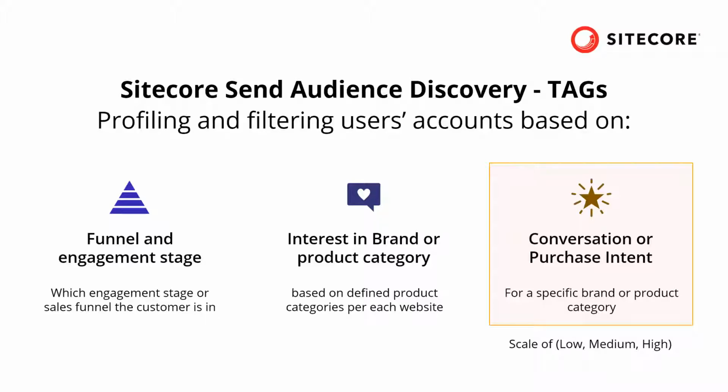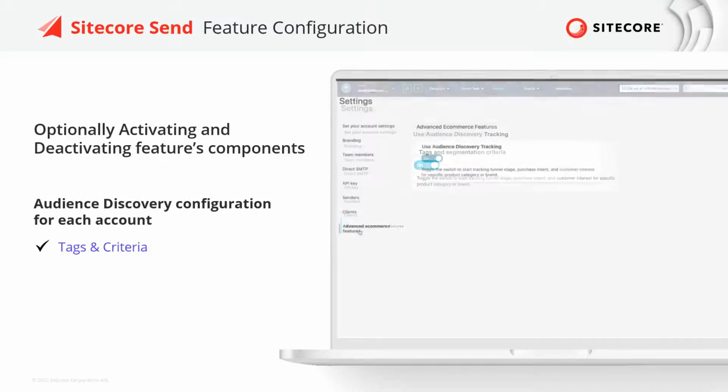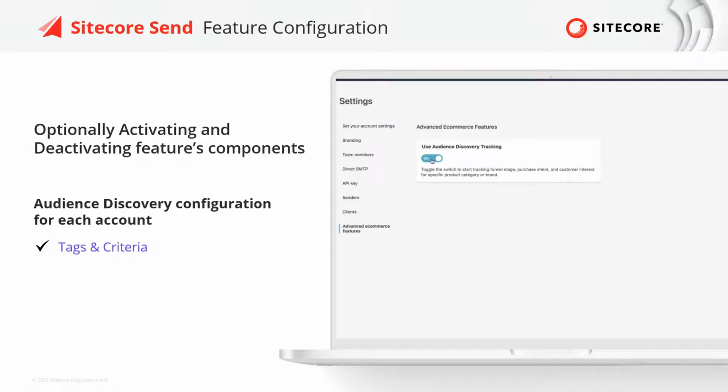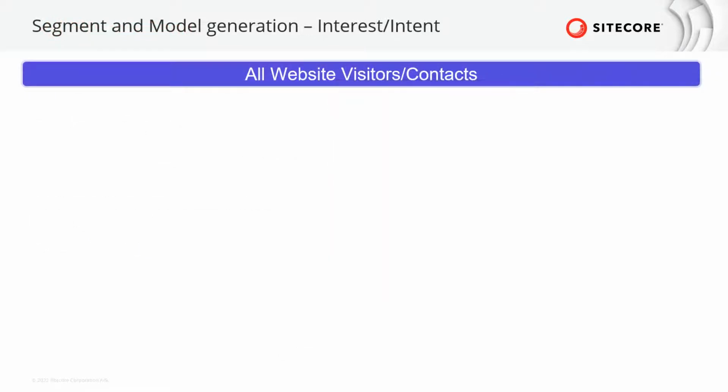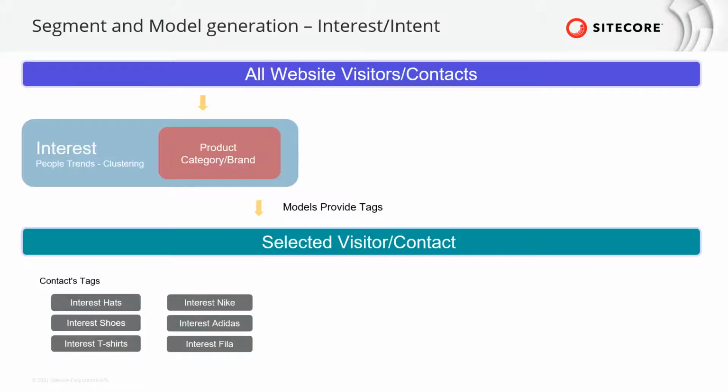low, medium, and high. These AI audience discovery tags can be enabled or disabled using setting configurations to turn auto-tagging on or off. Two Sitecore artificial intelligence modules are used to discover these patterns. For interest discovery, the system uses clustering models to split the audience into different segments and extract information of product categories or brands. Then it produces relevant tags.